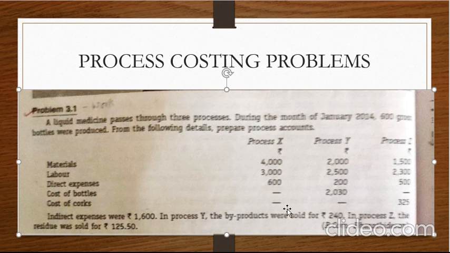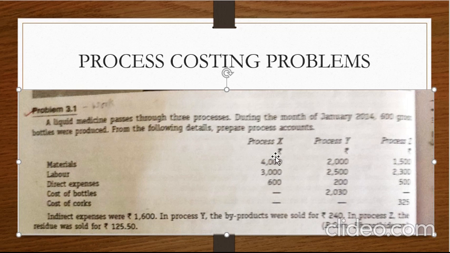And cost of cogs nil for X, and for process Y it is nil. For process Z it is 325. Then they have given that indirect expenses were 1600 in process Y. The byproduct was sold for rupees 240. In process Z the residue was sold for 125.50. So they've given information of a liquid medicine which passes through three processes to finish into a finished product.